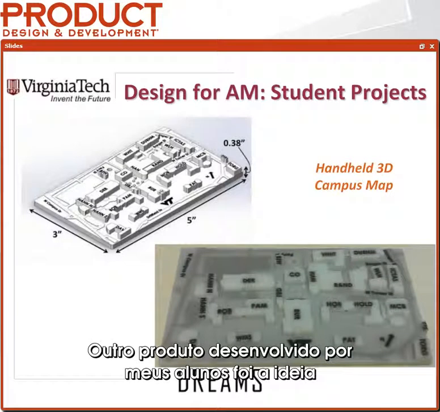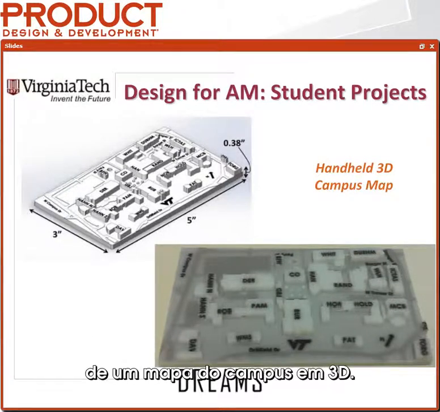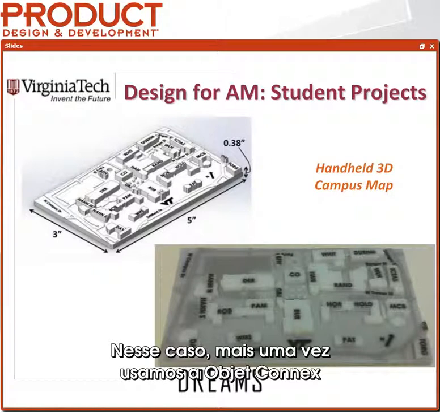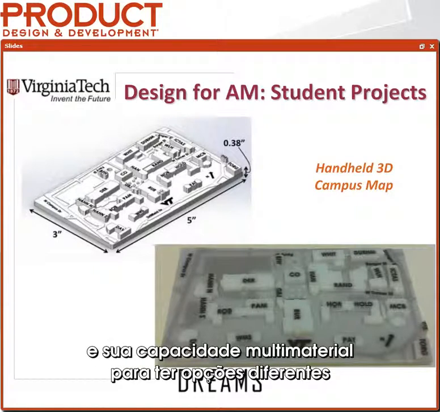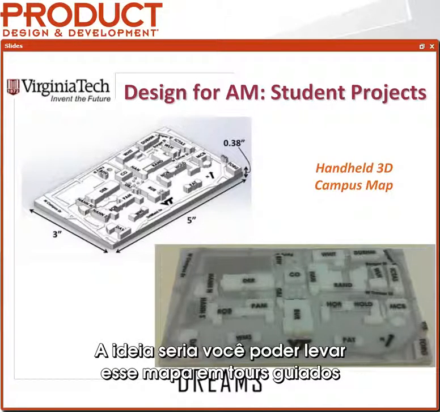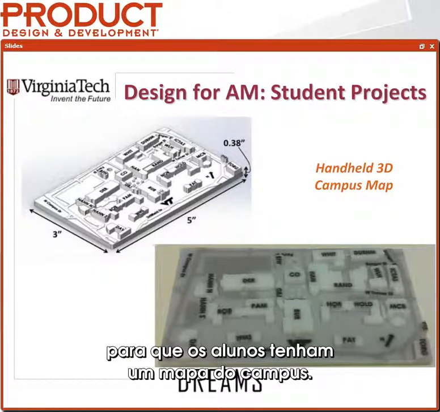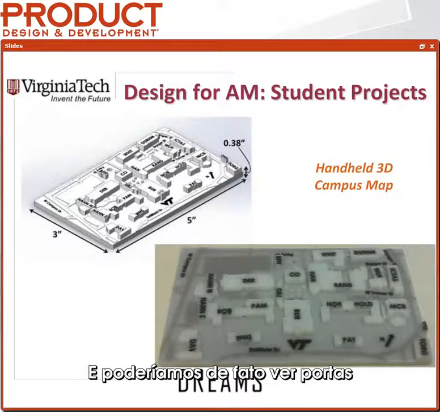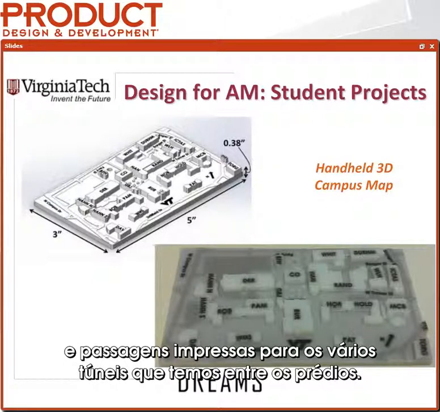Another product that my students designed was the idea of a handheld 3D campus map. In this case, they again used the Objet Connex and its multiple material capabilities to have some different features to label buildings and roads and parking lots. The idea being that you could carry this map around on tour guides to have students have a campus map. And you can see printed doors and throughways for the various tunnels that we have in between buildings.